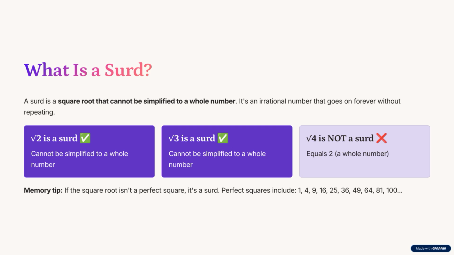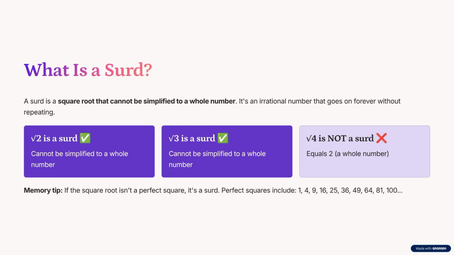On the other hand, the square root of 4 is not a surd because the square root of 4 equals 2. That's a whole number, so it doesn't count as a surd. Here's a memory tip. Whenever you see a square root, check whether the number inside is a perfect square. Perfect squares are numbers like 1, 4, 9, 16, 25, 36, 49, and so on. If the square root is one of these numbers, it's not a surd. If it's anything else, it is a surd.